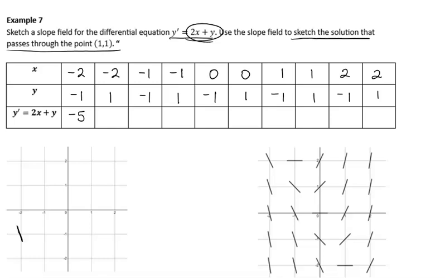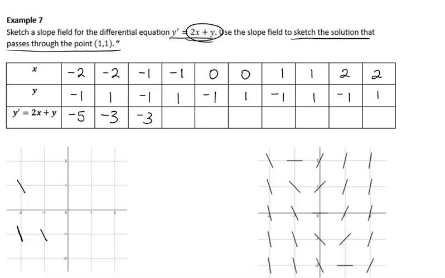At -2, 1, when we plug -2 in for x and 1 for y, we get out -3. So at the point -2, 1, I'm going to draw another negative line segment, but not as steep. When I plug in -1 and 1, we get out -3. So at the point -1, -1, I'll sketch in a slope of -3.